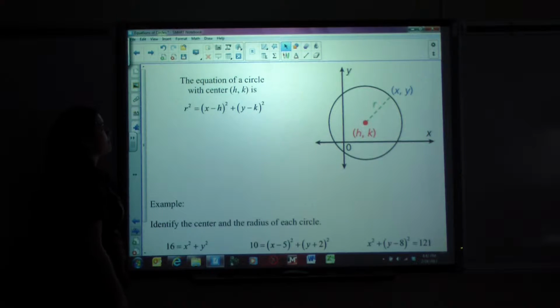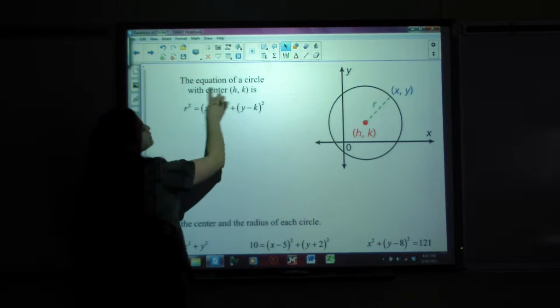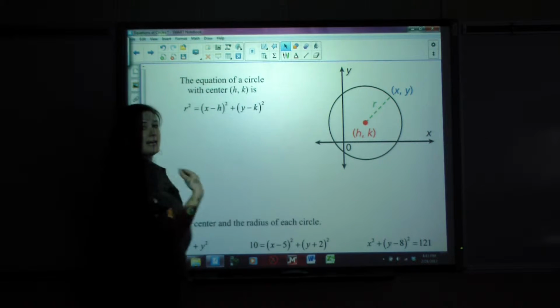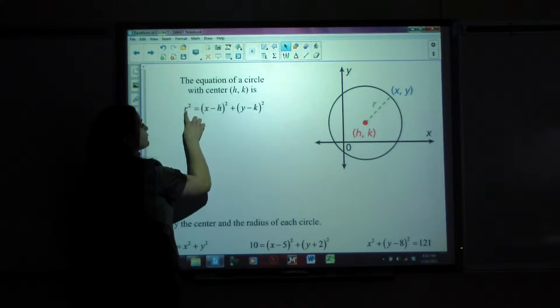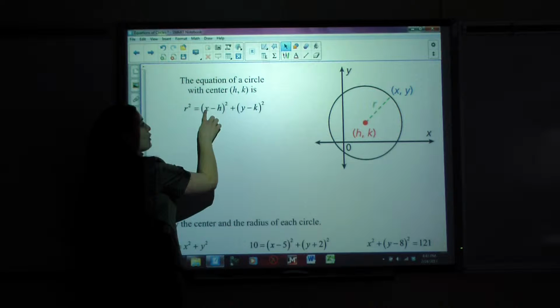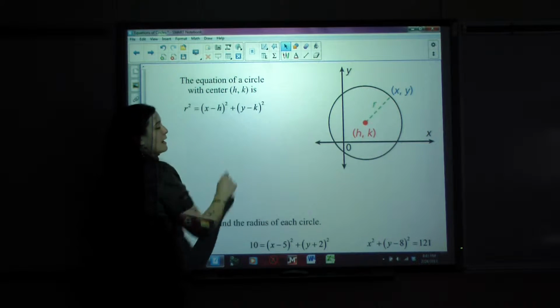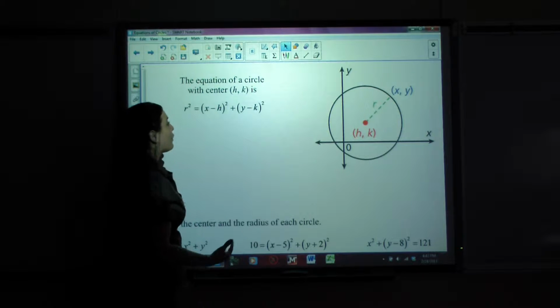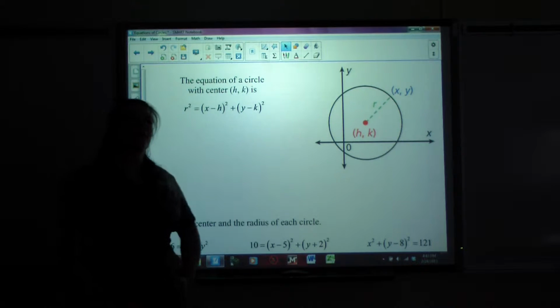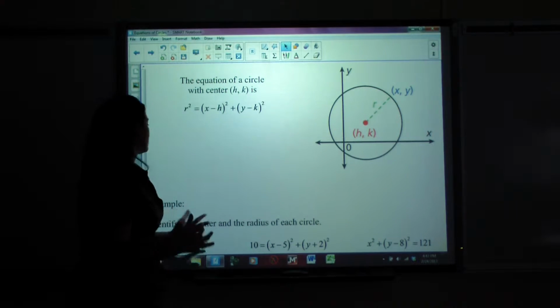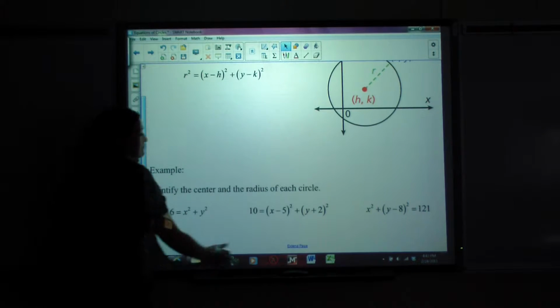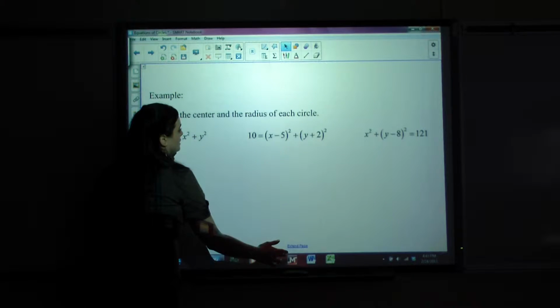So let's look at it one more time. The equation of a circle with center h, k is defined to be r squared equaling the quantity x minus h squared plus the quantity y minus k squared. That's all there is to it. That's the formula I'm going to be using today in order to write equations for circles. First, let's actually look at some equations of the circle.